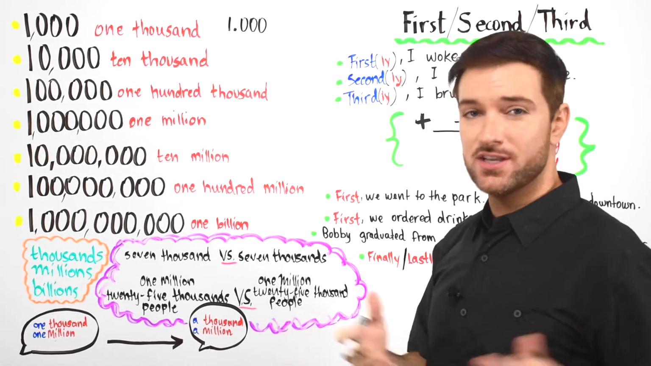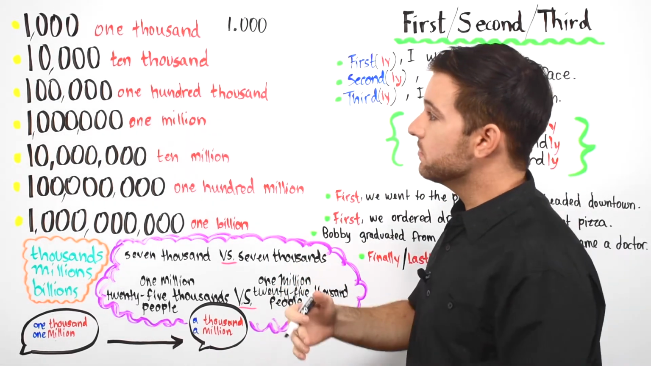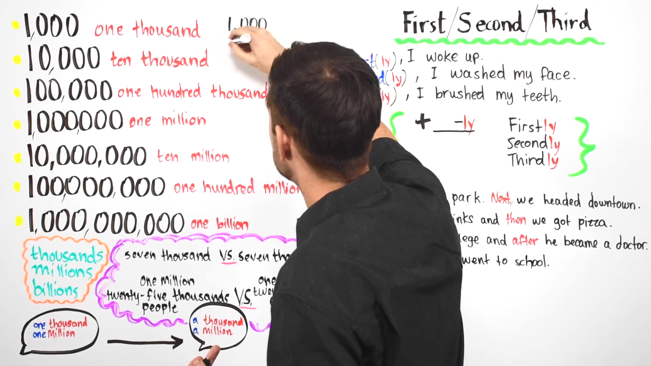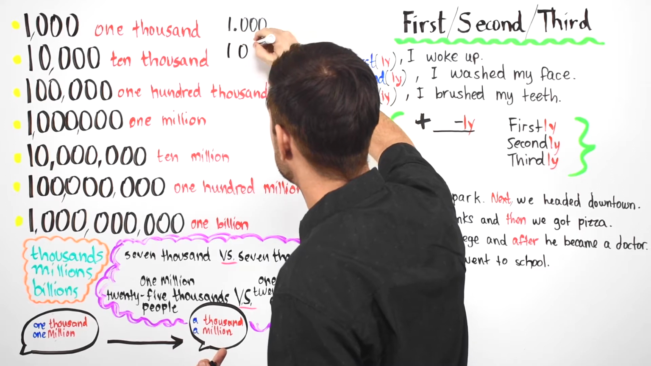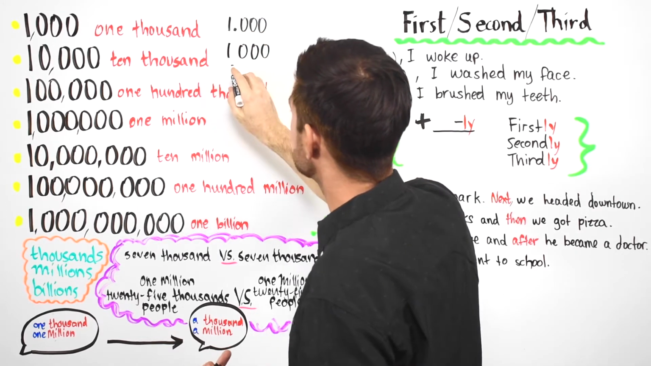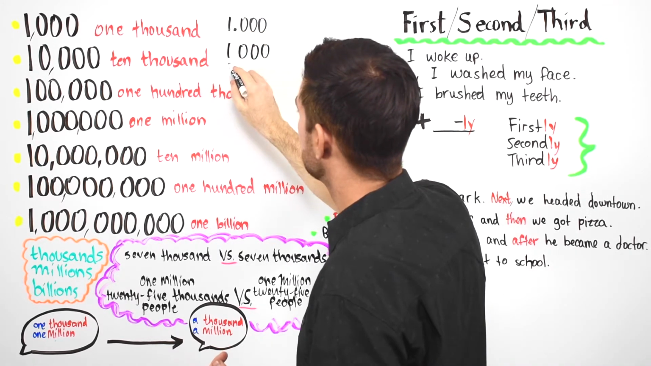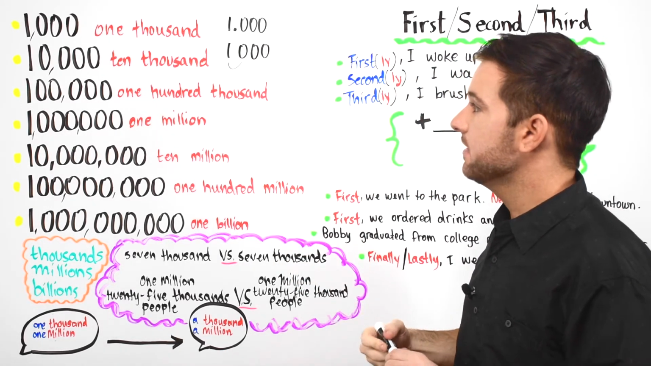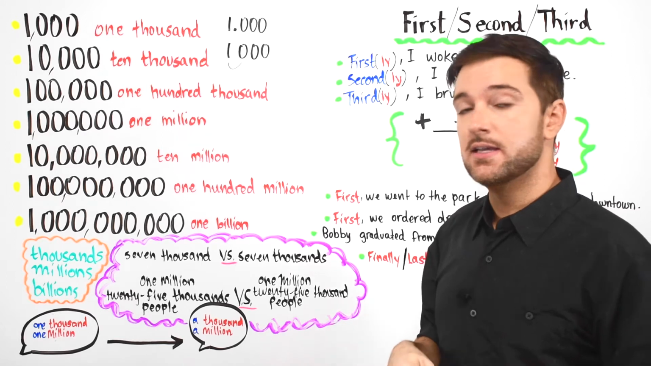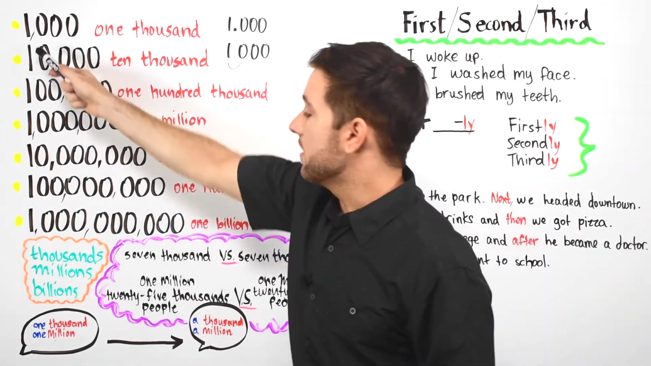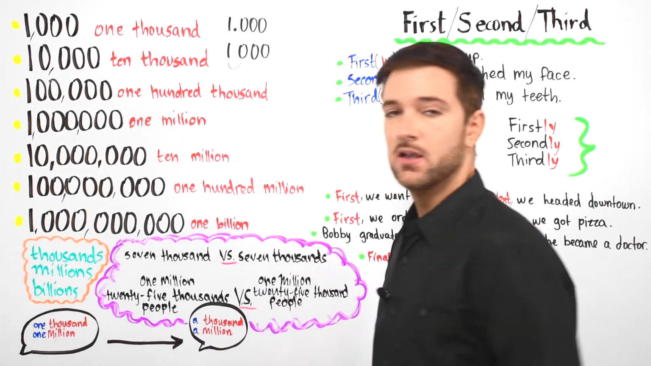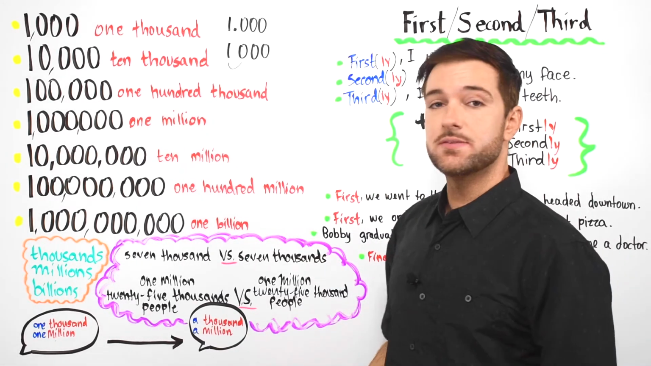And in other countries, they don't use anything. They don't use a comma and they don't use a decimal point. So in other countries it will look like this. They use a space. You see how there's a space right here? So they don't use anything. But like I said, in the United States we use commas.